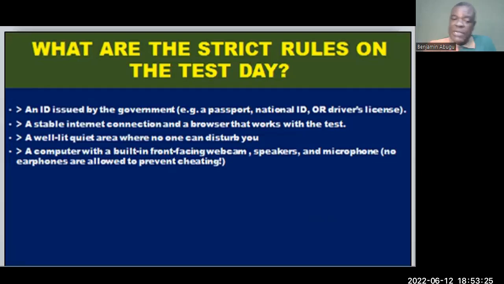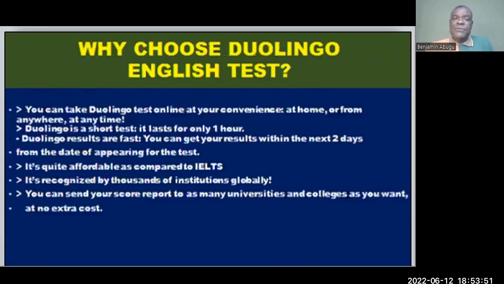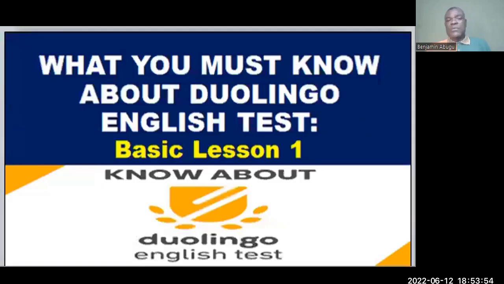Then you need a computer with a built-in front-facing webcam, speakers, and microphone. Take note that you won't be allowed to have earphones, all right, because they want to prevent cheating. So you won't be allowed to use earphones. If you use earphones, you'll be disqualified. Now, these are the basic things that you need to know about the Duolingo English Test, all right?